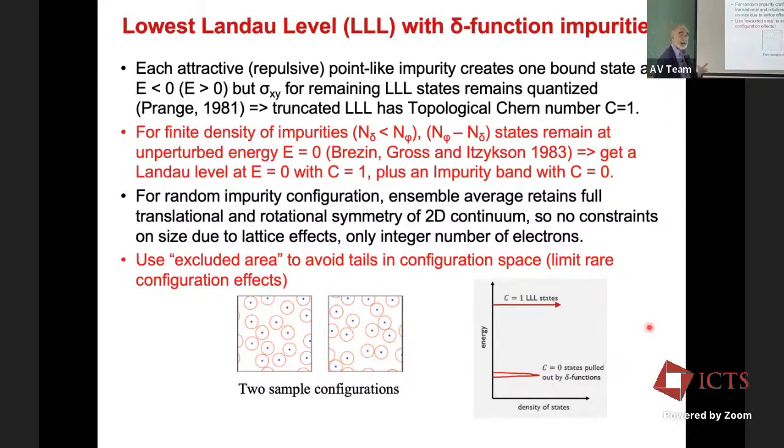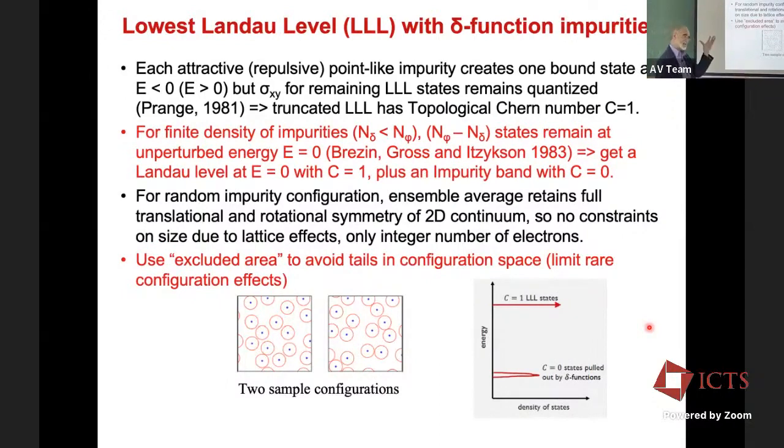He was trying to explain the integer quantum Hall effect by showing that if you pull out one state with one impurity, it doesn't change the Hall conductance at all. That was later generalized by Brezin, Gross, and Itzykson two years later, where they said that if you have a whole finite set of impurities with delta function potentials, then you pull out as many bound states as there are potentials. And so long as that number is less than the number of flux quanta, your Landau level still has some eigenstates. Basically, those eigenstates are the ones that have zeros at the impurities.